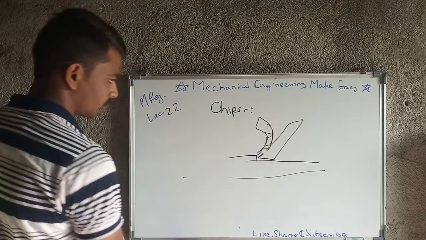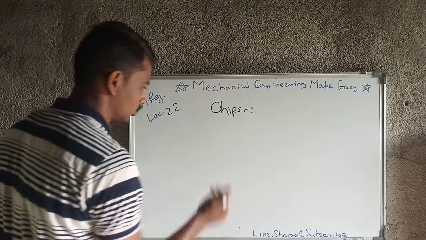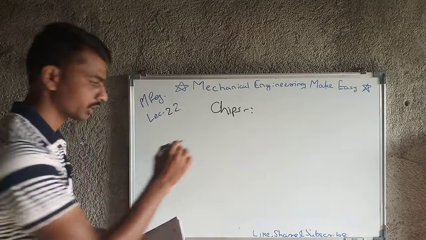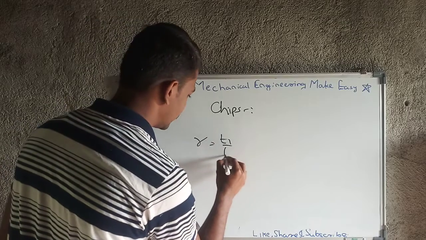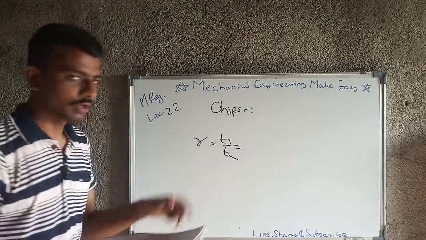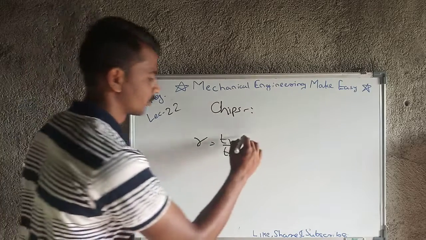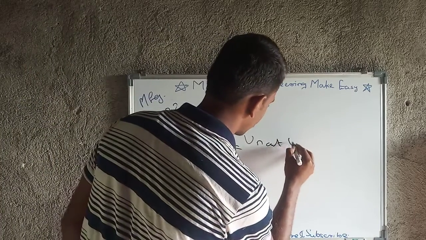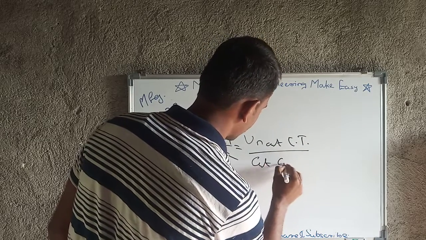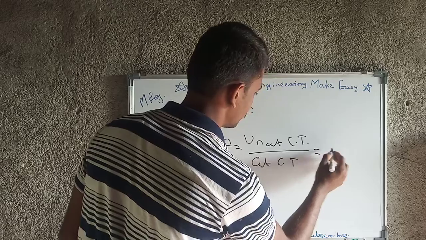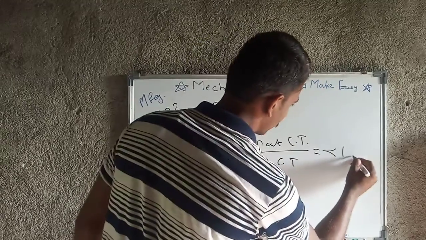And then we will move towards the next parameter, that is chip thickness ratio. Chip thickness ratio is denoted by R, and that R is equal to T1 upon T2. And what is T1 and what is T2? T1 is nothing but uncut chip thickness, uncut chip thickness divided by cut chip thickness, which will be less than 1, always.